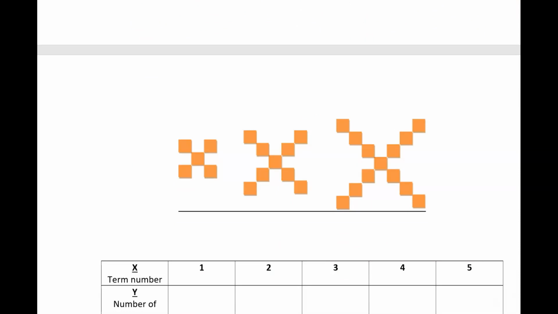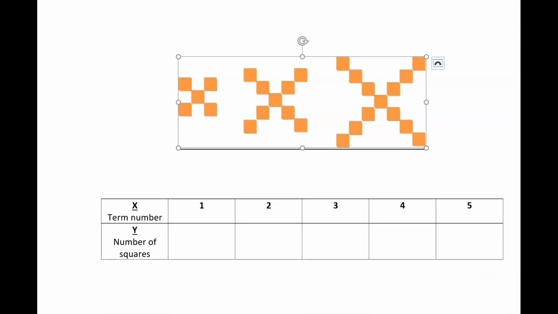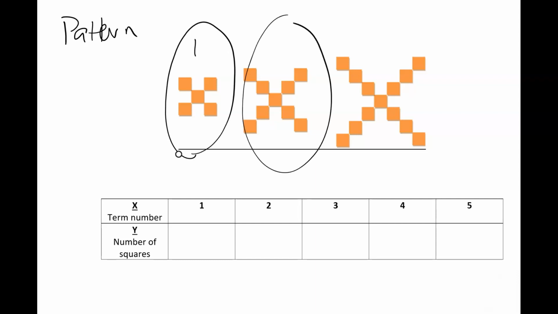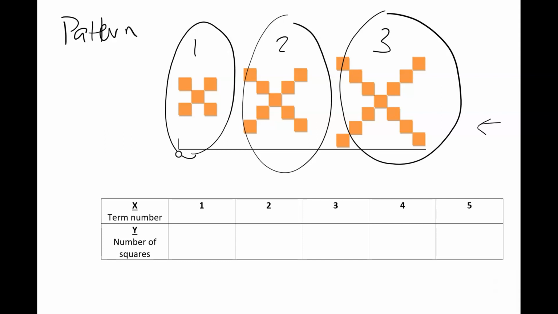There's a few skills for us to remember from last year. So let's start off with a pattern and we'll go through the stages together. So we have a pattern here. We would call this term number 1, term number 2, term number 3. We can represent this pattern in a visual form like this that's been given. This is our visual form. Or we can take it and turn it into a table or a coordinate form.